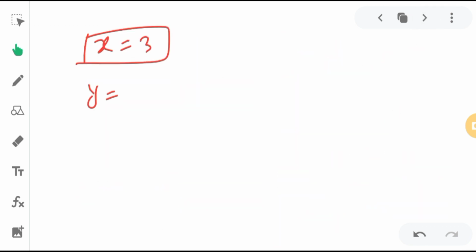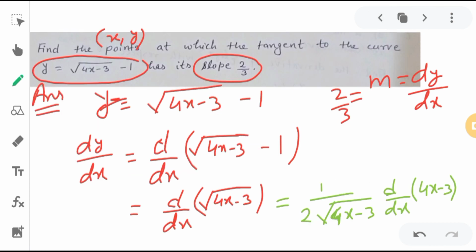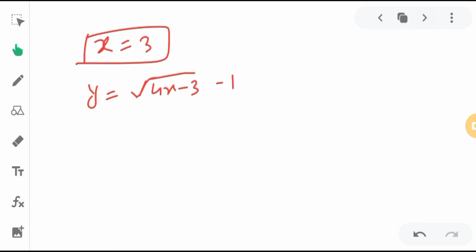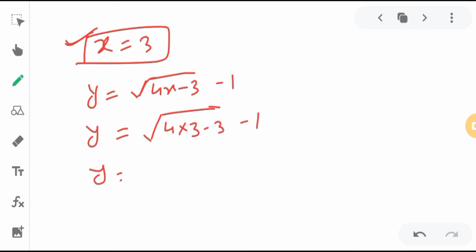So I will use this curve equation. y is equal to square root of 4x minus 3, minus 1. The x value I know, so I will put the x value as 3. So 4 into 3 minus 3, minus 1. If I solve, 4 3s are 12, 12 minus 3 is 9. So square root of 9, and minus 1. The square root of 9 is 3, 3 minus 1. So the y value will be 2.